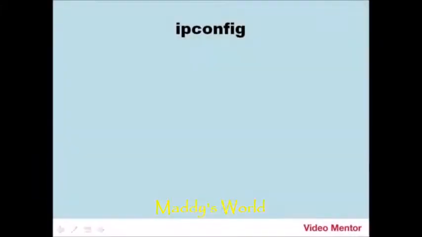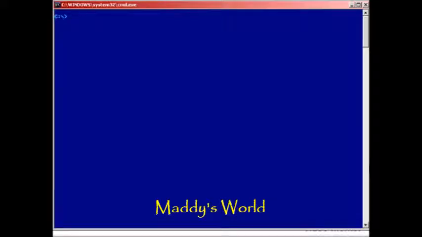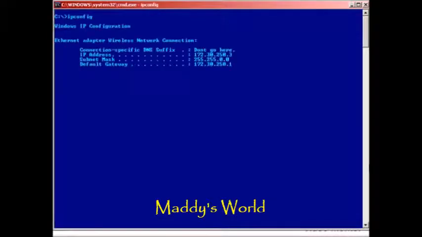First is ipconfig. In the following procedure, we'll utilize the ipconfig utility and show the various parameters that are part of the command. To demonstrate this, I'm going to go to the command line and first run a basic ipconfig. You've seen this before. It's showing us the wireless network connection, the IP address, subnet mask, and default gateway.